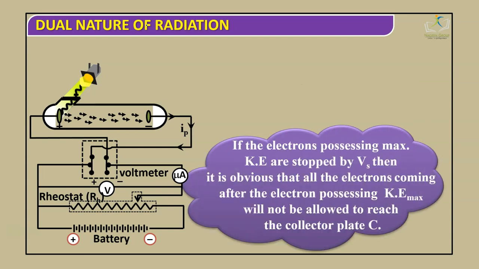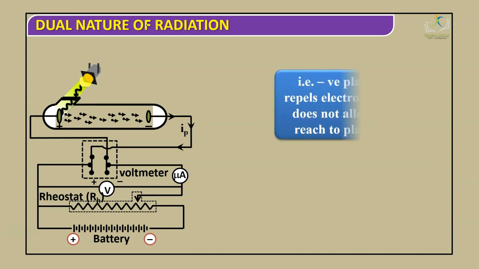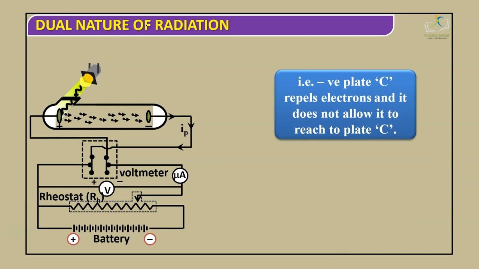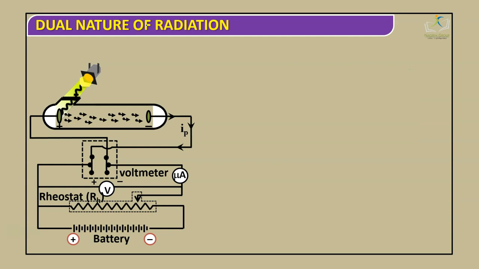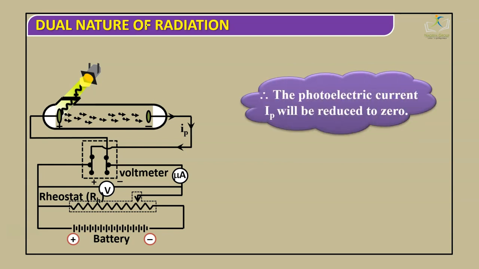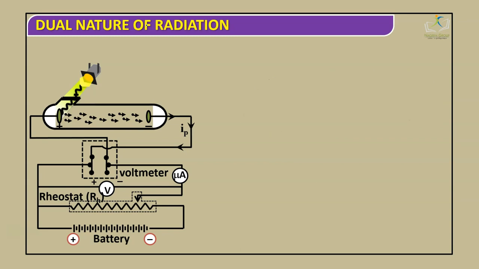If the electrons possessing maximum kinetic energy are stopped by Vs, then it is obvious that all electrons coming after the electron possessing maximum kinetic energy will not be allowed to reach the collector plate C. That is, the negative plate C repels electrons and does not allow them to reach plate C. Hence the photoelectric current IP will be reduced to 0.